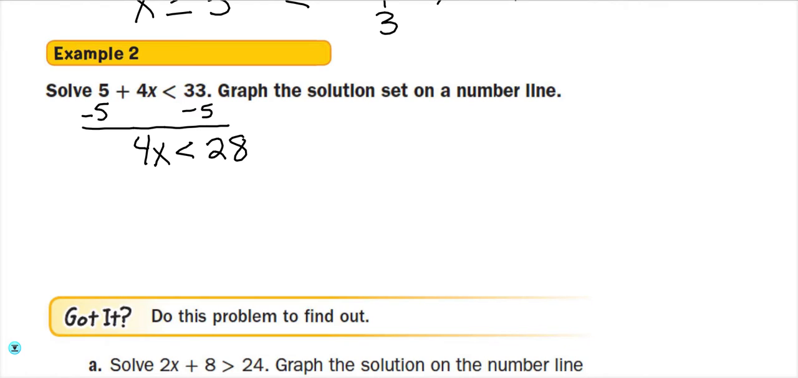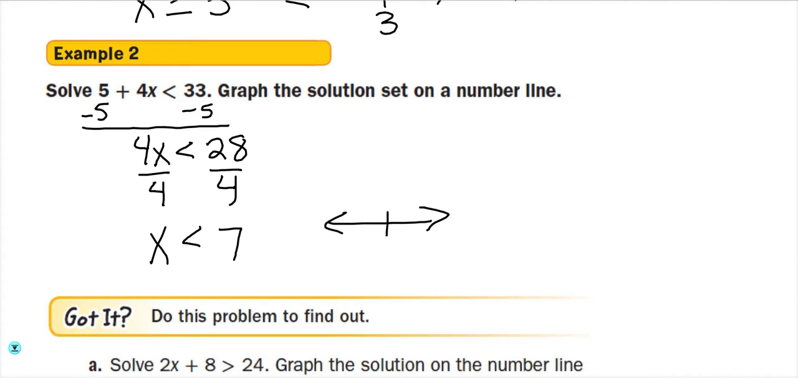All right, now what we're going to do is we're going to divide. So divide by 4. And then again, with inequalities, this is when you ask yourself, did I multiply or divide by a negative? No, I divided by a positive, so I keep the inequality the same, and then I figure out my answer, which is 7. Okay, let's graph that out. And it should be less than, so I need open circle and going towards the left.